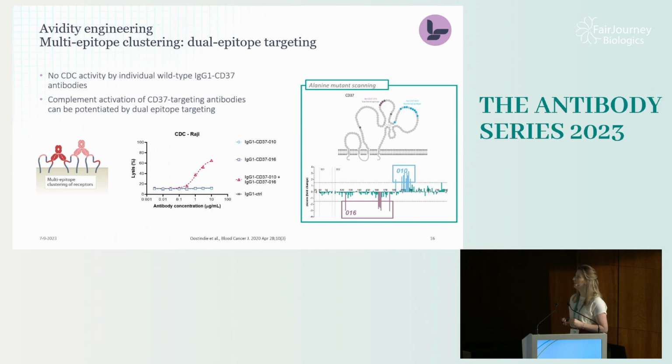And we found out why, because we did an alanine mutant screening where we substituted every amino acid except cysteine for alanine and looked for where our antibodies bound on the CD37 protein. And we found that we're actually targeting two distinct epitopes on the CD37 protein. So this was really an interesting finding. So we had two different clones, clones 010 and 016, and these combinations really nicely potentiated CDC.